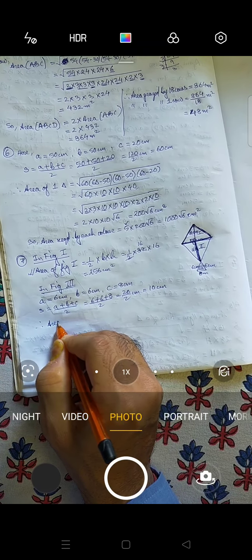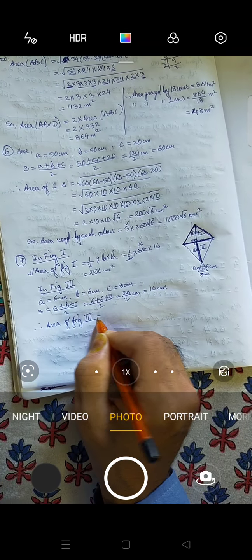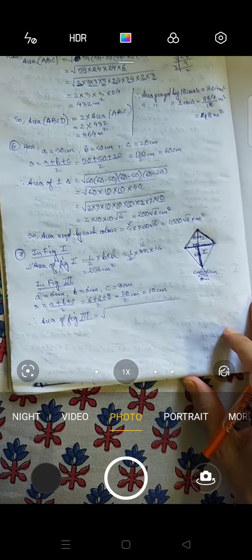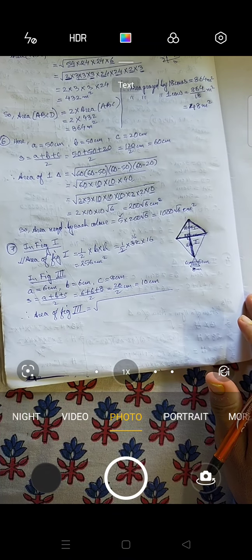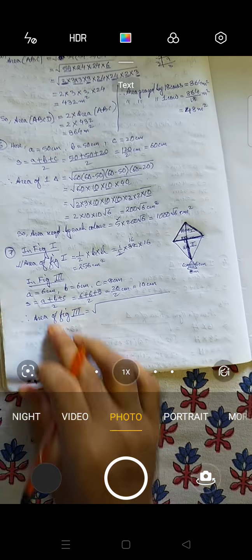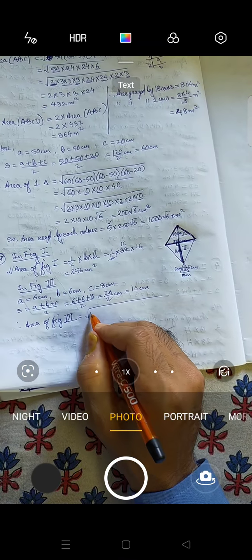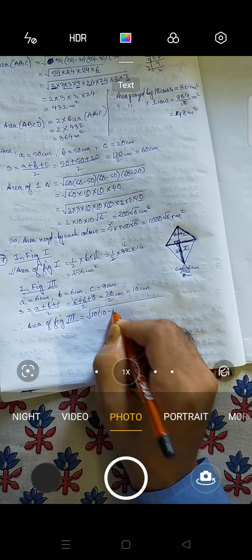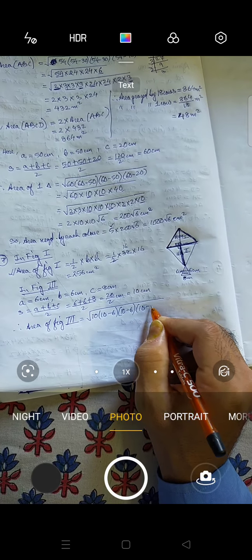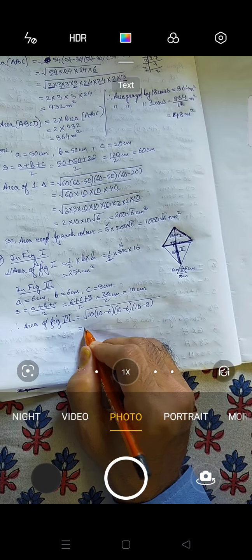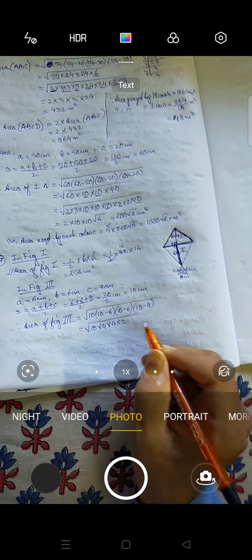Therefore, area of figure 3 equals to root over, write the formula, Heron's formula, S into S minus A into S minus B into S minus C. After writing the formula, then you can substitute 10 into 10 minus 6 into 10 minus 6 into 10 minus 8. So we'll be having root over 10 into 4 into 4 into 2.